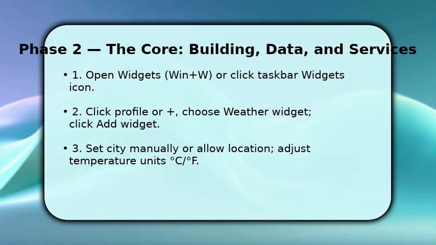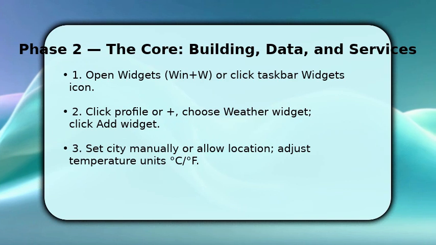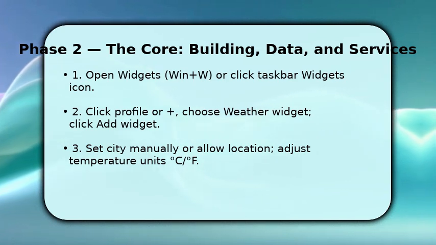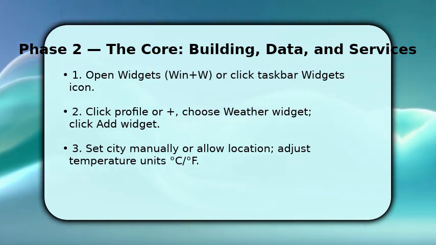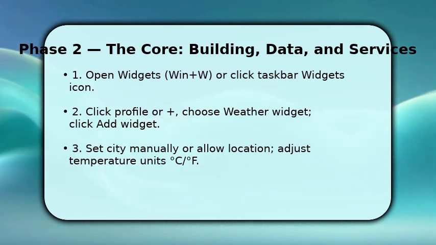Now you'll add and configure the weather widget itself. Press Win+W or click the widget's icon on the taskbar, then open the widgets board and select the profile or the plus button to add a widget. Choose weather and click Add Widget. Watch it appear on your panel.